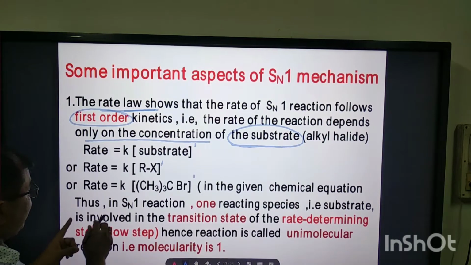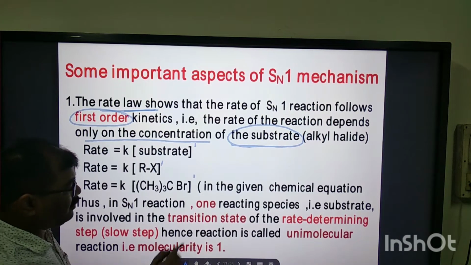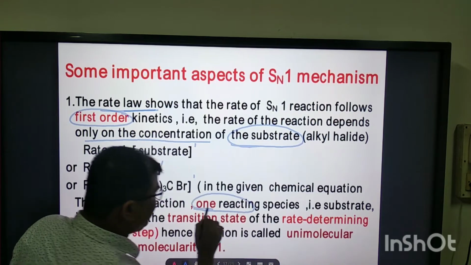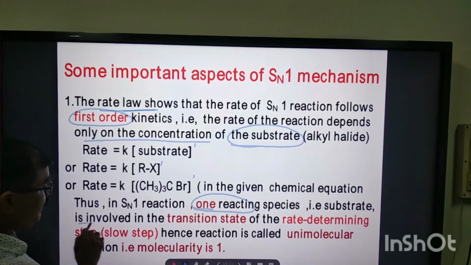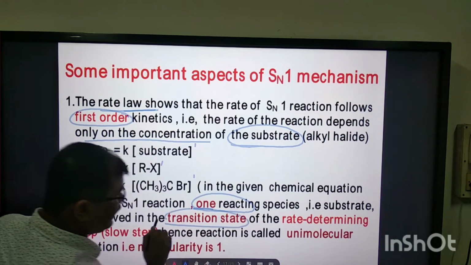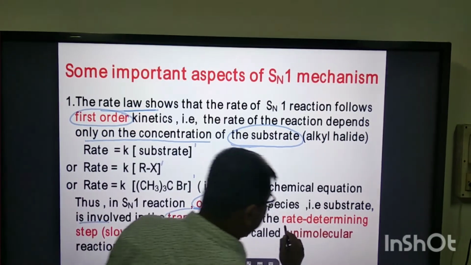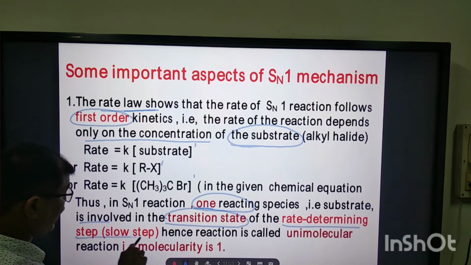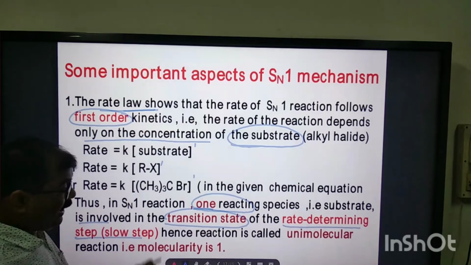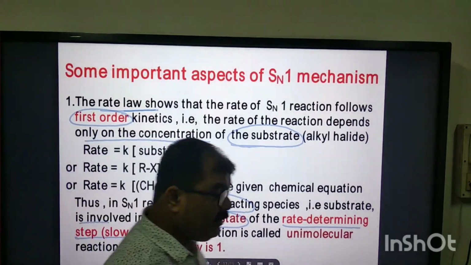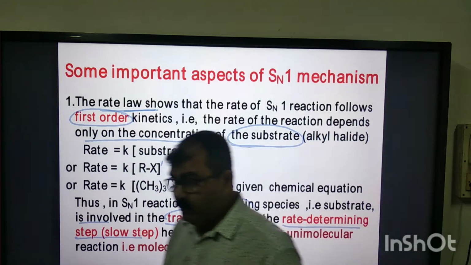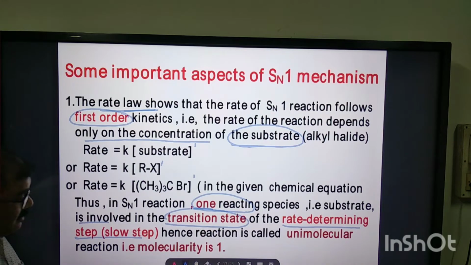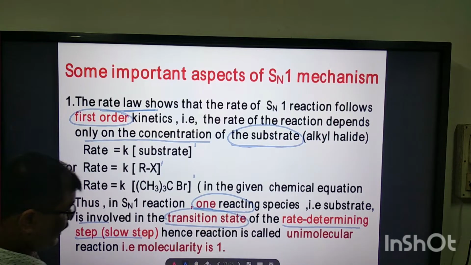Now, in the SN1 reaction, only one reacting species, that is only the substrate, is involved in the transition state of the rate determining step. Now we'll understand one by one. Hence the reaction is called a unimolecular reaction, that is, its molecularity is 1. Let's go ahead with it and we'll learn these points again.